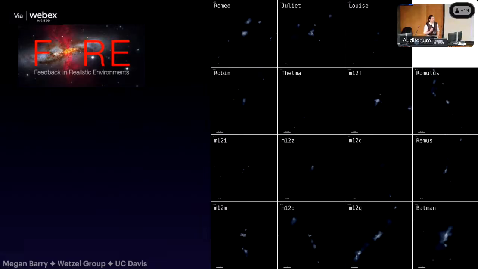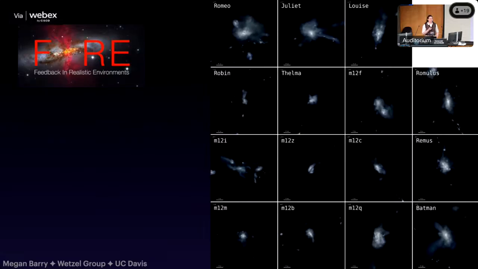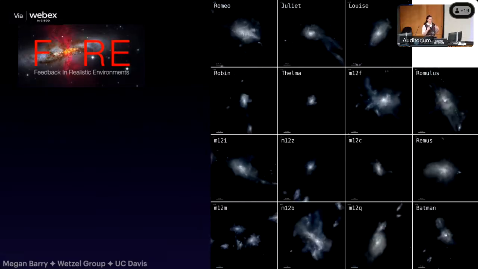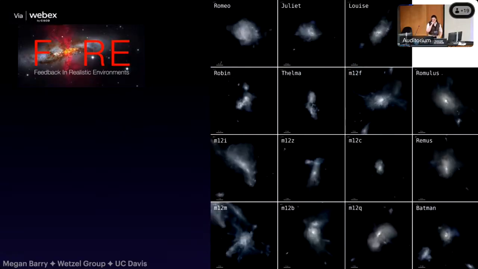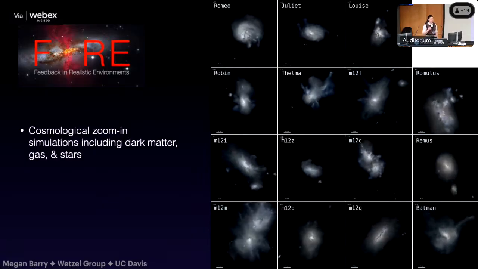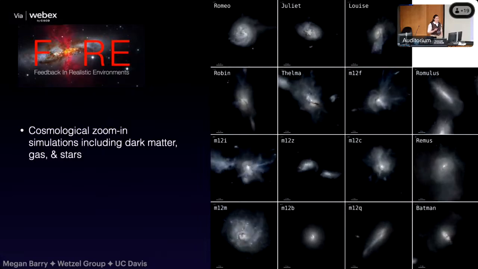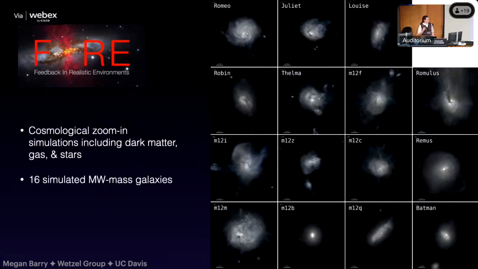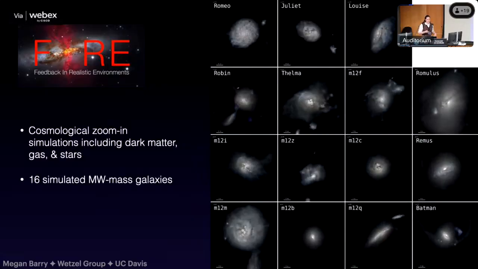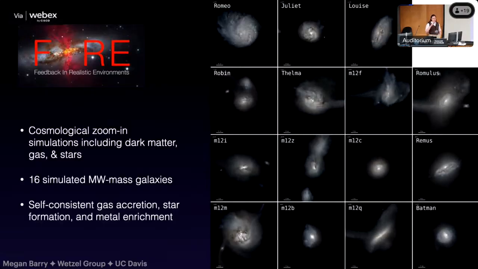Luckily for me, Sarah Loebman gave a great talk yesterday about some other results from the FIRE simulations. She gave a fantastic introduction, so I will try to keep this part brief. But I've been looking in the FIRE simulations. These are high-resolution cosmological simulations of individual galaxies. I've been looking at the Milky Way mass galaxies within FIRE. They include dark matter, gas, and stars. There are about 16 sets of initial conditions. Some of these have been rerun. I've basically looked at every version of these simulations I could get my hands on to hunt for this bimodal feature.